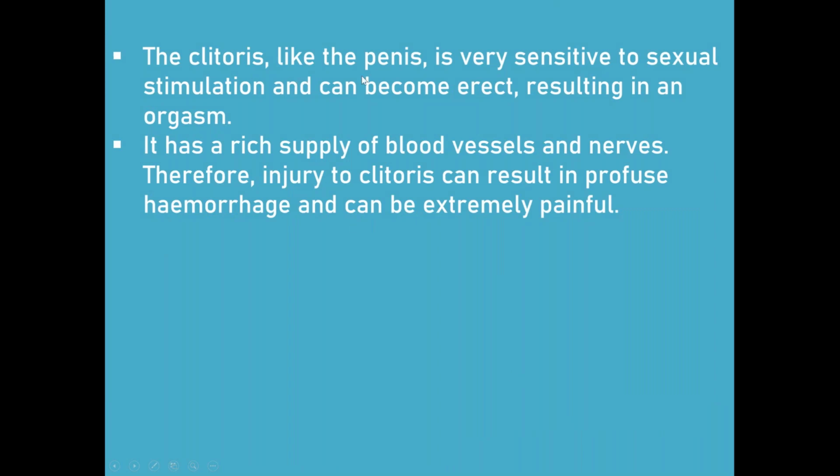The clitoris, like the penis, is very sensitive to sexual stimulation and can become erect, resulting in orgasm. It has a rich supply of blood vessels and nerves. So any injury to the clitoris can result in profuse hemorrhage and can be extremely painful. It is a sensitive area.